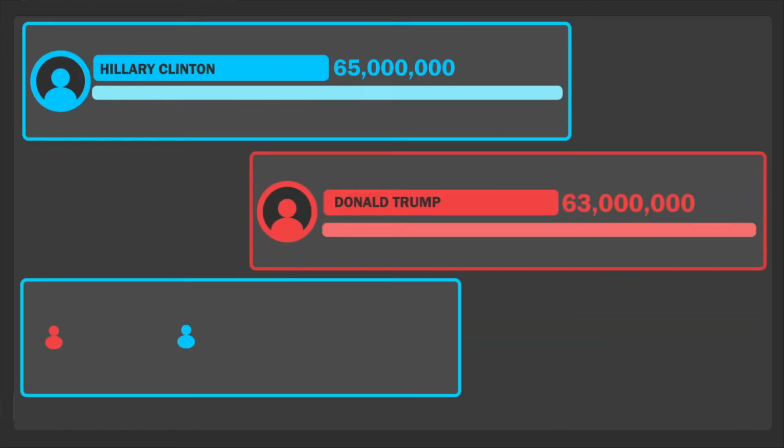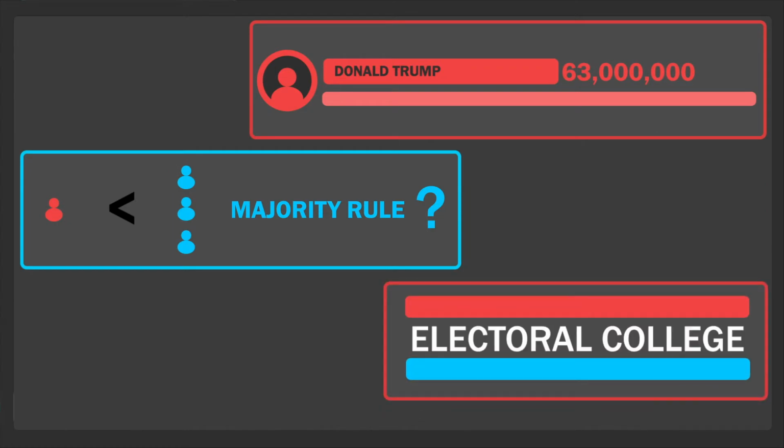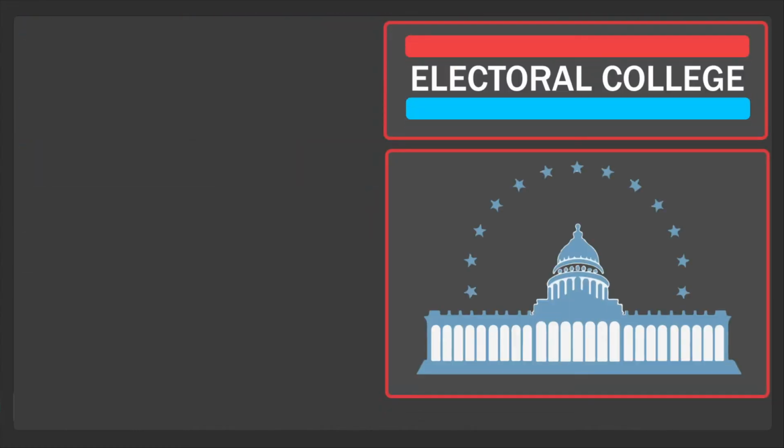If democracies are supposed to be about majority rule, why didn't the candidate with the majority of the votes win the election? The answer is the Electoral College, our system for picking a president.